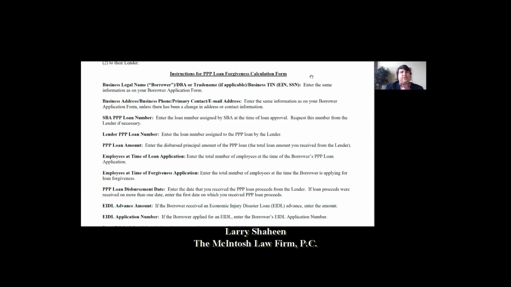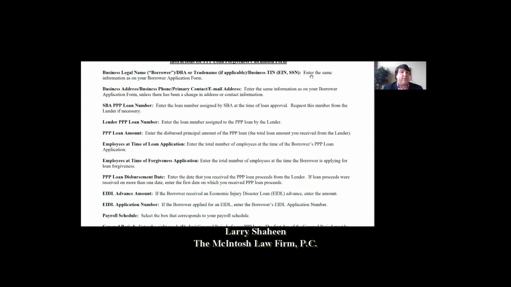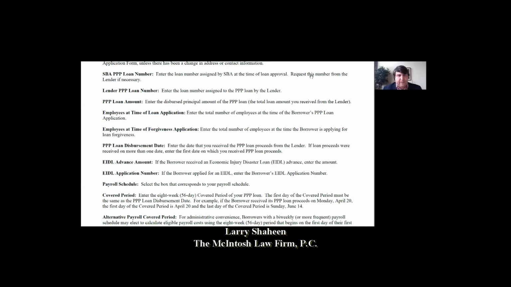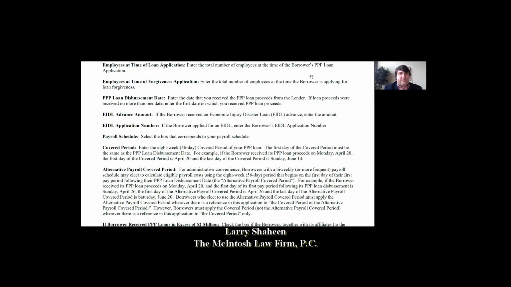So let's start off with the instructions for the loan forgiveness calculation form, which is basically going to be the application. You've got to keep everything the same as you did with the loan that you made earlier. You've got to make sure your name's the same, address is the same, contact is the same. Your SBA PPP loan number, your lender can get you that. Your lender's going to make sure to fill out the lender loan number. The loan amount needs to be the total loan that you received from the lender. That's the disbursed amount. And then you're going to have to make sure that you've got your employees at the time of loan application and employees at the time of forgiveness. Those are going to be what you certified on the loan that you gave to the actual bank. So again, the bank is going to be the clearinghouse, and the bank is where you're going to start.